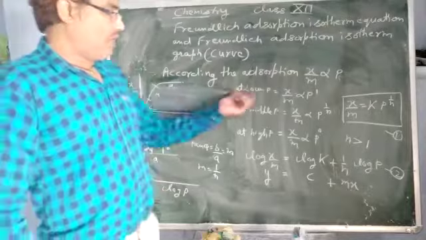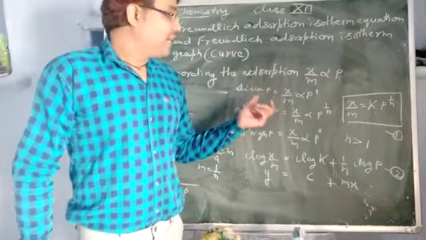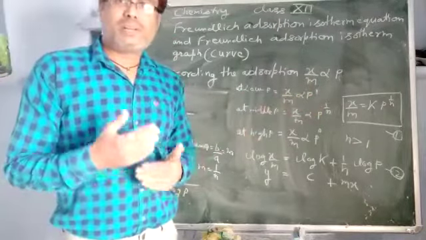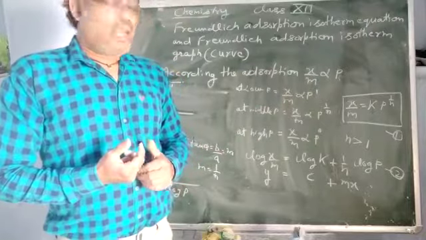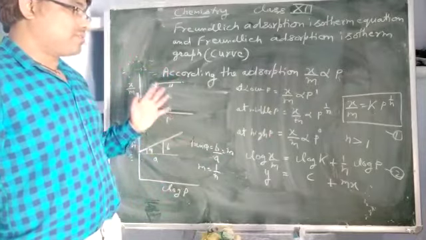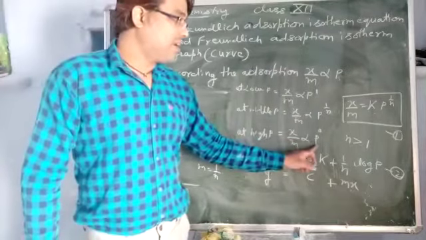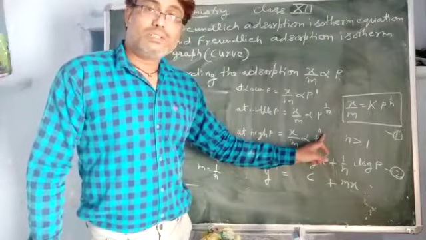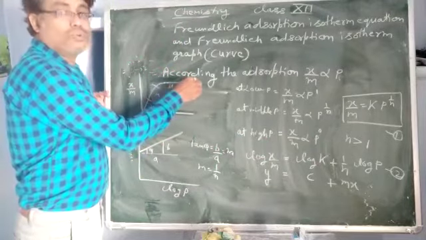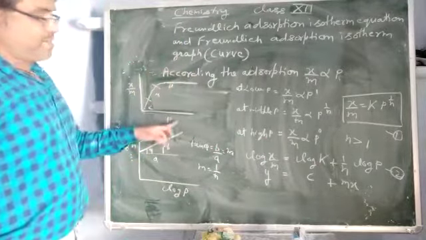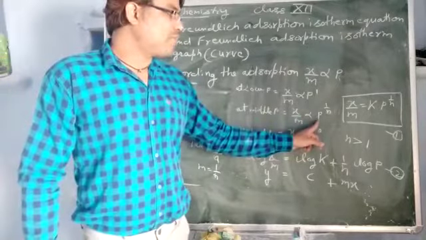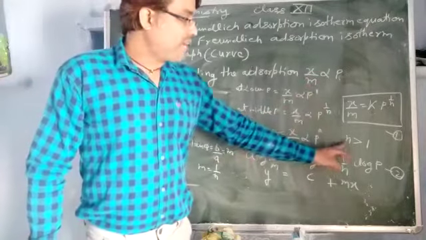At a low range of pressure, he observed that X by M is directly proportional to P raised to power 1. It means as we increase the pressure, X by M increases. And at a high range of pressure, when he increased the pressure too much, he observed that X by M is proportional to P raised to power 0. It means X by M becomes constant. There is no further change in X by M at high pressure range. And in the middle pressure range, he observed that X by M is directly proportional to P raised to power 1 by N, where the value of N is greater than 1.